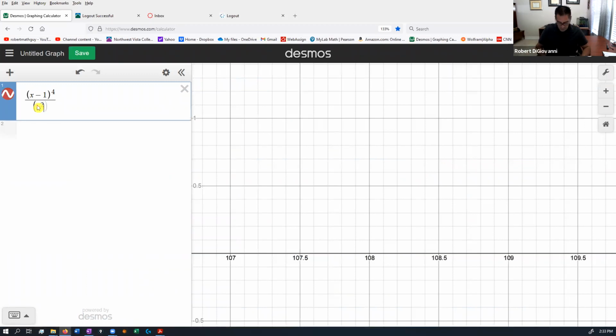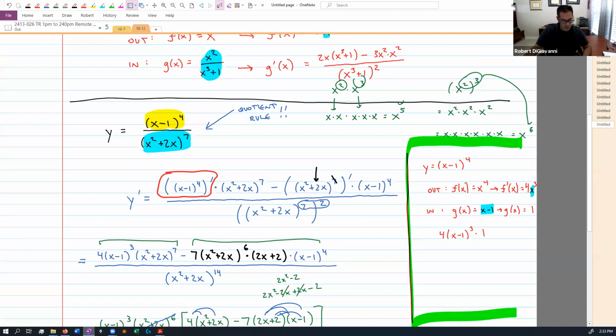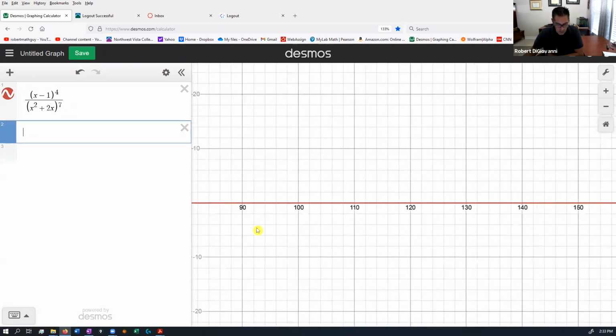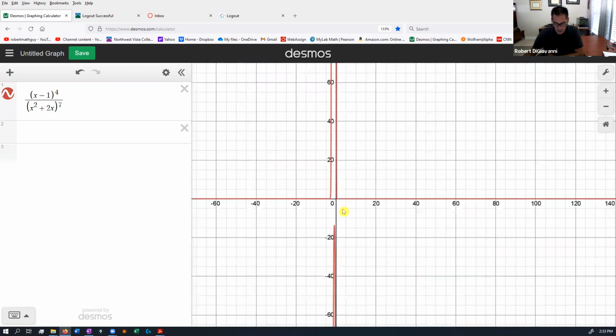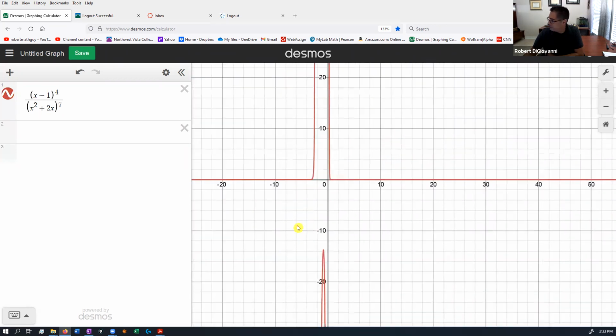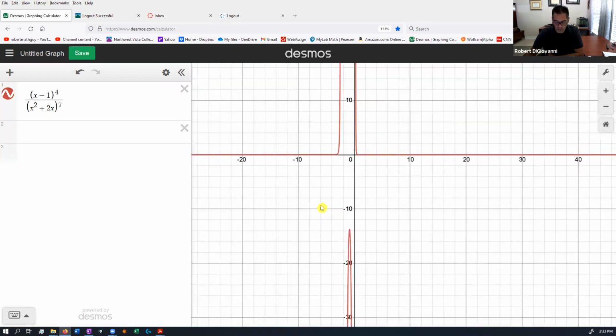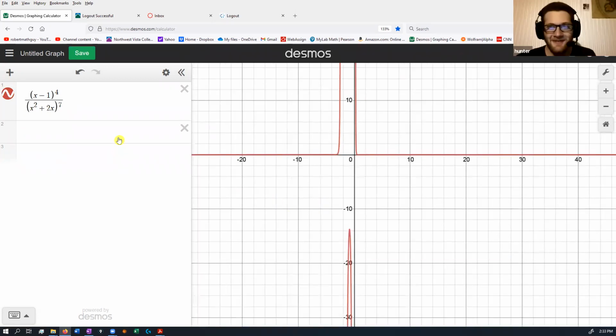X squared plus 7x. Am I getting that right? No, 2x to the 7. Here's what it looks like. Not that bad. I wonder what that derivative is going to look like. Yeah, it's probably going to be mostly a flat line.